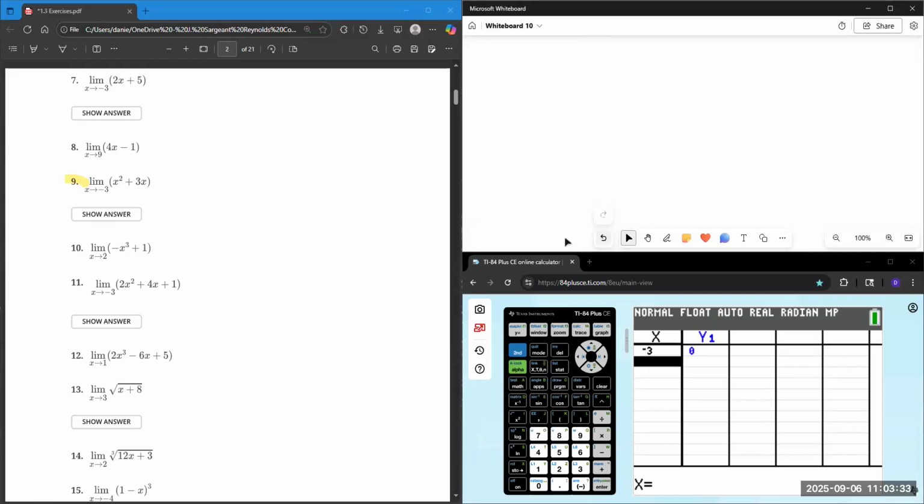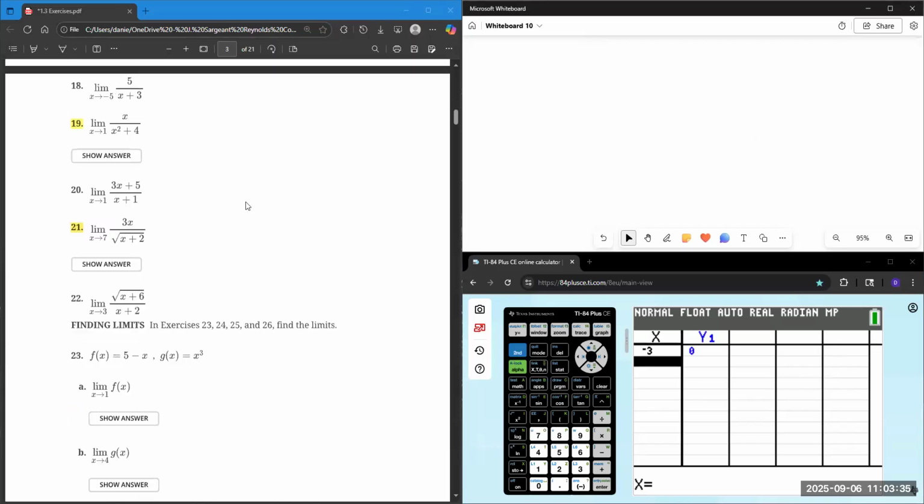Let's move on to number 19 here. Limit as x goes to 1 of x over x squared plus 4. It's okay to just use direct substitution here as long as the denominator is not going to be 0. So this is 1 over 1 squared plus 4. So 1 over 1 plus 4 is 1/5.